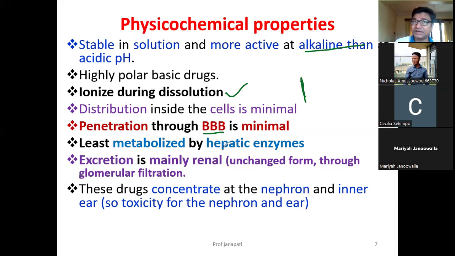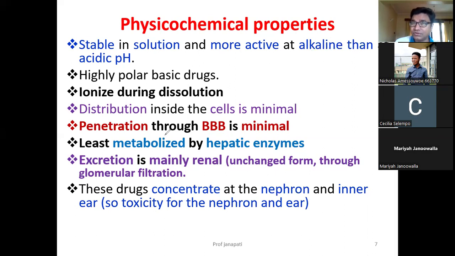So most of these we have learned: when the drug is soluble in water, mostly without metabolism, unchanged, the drugs can be excreted out. Excretion is mainly renal, in unchanged form, through glomerular filtration. And one more important thing, these drugs try to concentrate at the nephron and inner ear, leading to nephrotoxicity and ototoxicity. So these are some of the properties which are very important in these drugs.